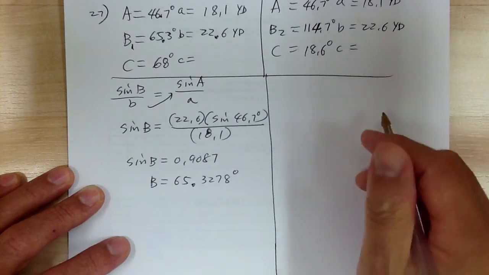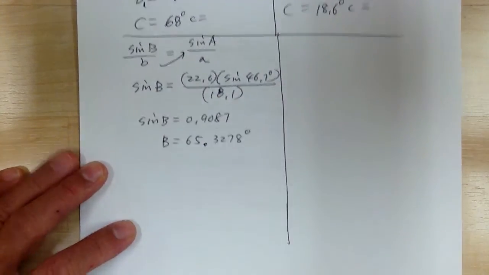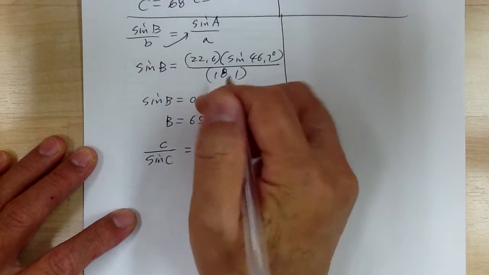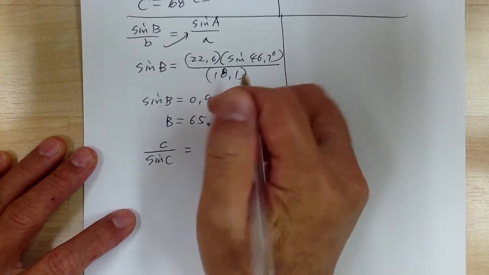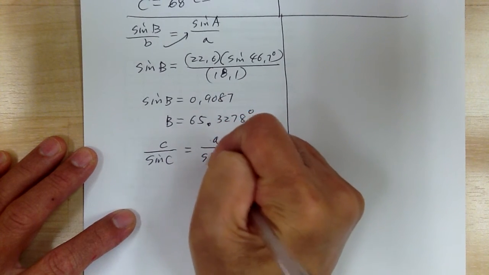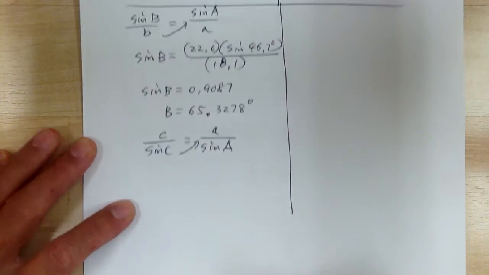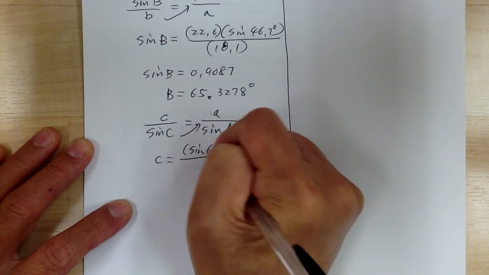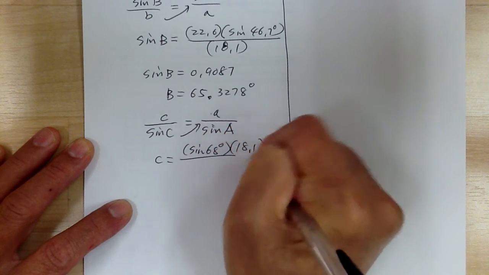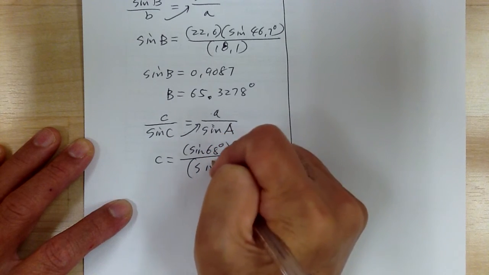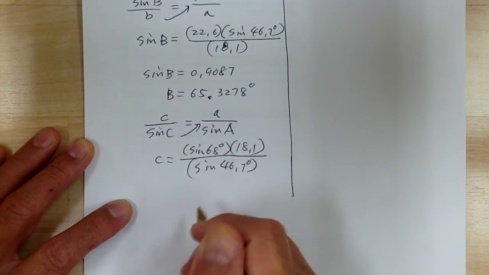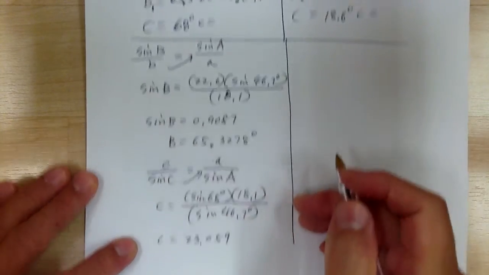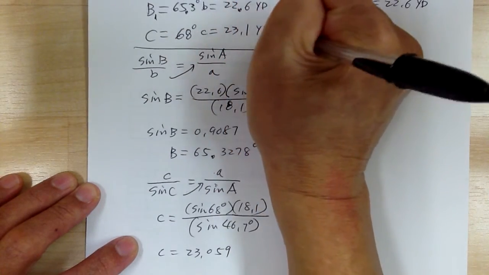Okay. So now to find the length of C, I can use the law of sines. So C over sine C equal to, let's go and use A. So A over sine A. So move this over. So you get C equal to sine of 68 degrees times 18.1 divided by sine of 46.7 degrees. So C equal to 23.059. And rounded off to one decimal place, you get 23.1 yards.